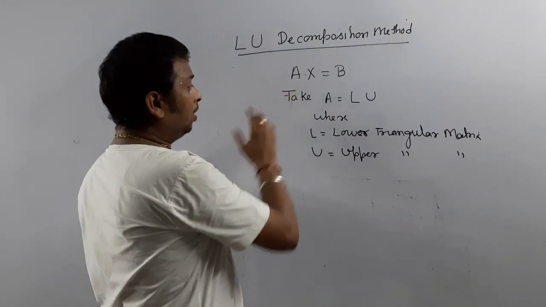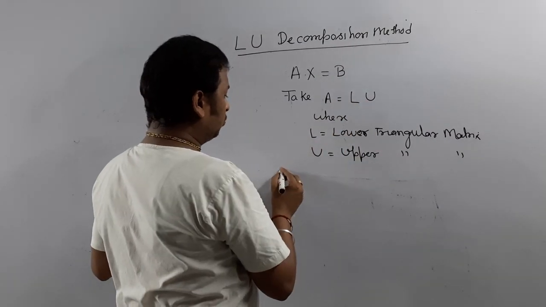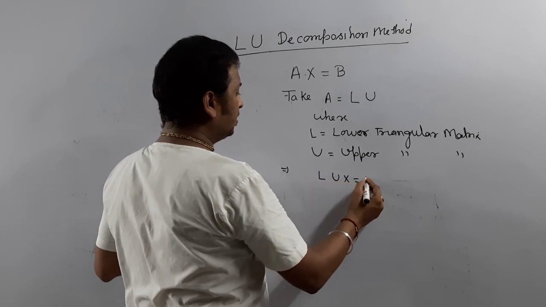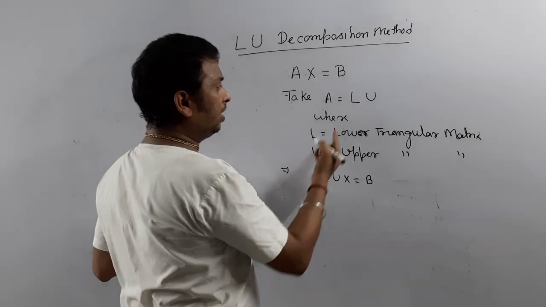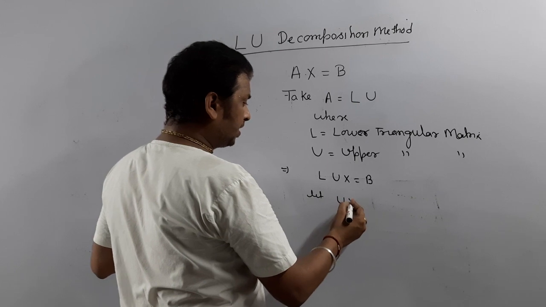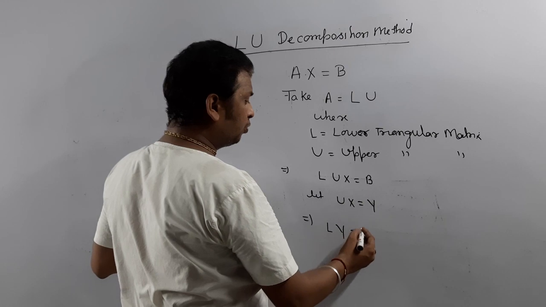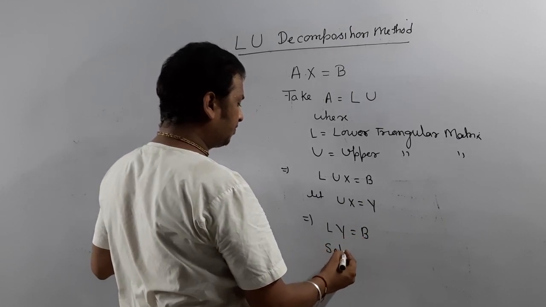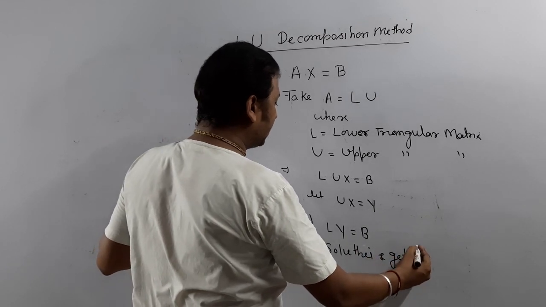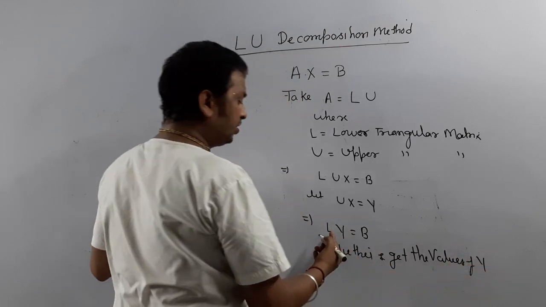So I will explain the procedure. Suppose A = L into U. Then LUX = B, since in place of A I put LU. So let UX = Y. This implies LY = B. Solve this and get the values of Y, which you can solve easily.